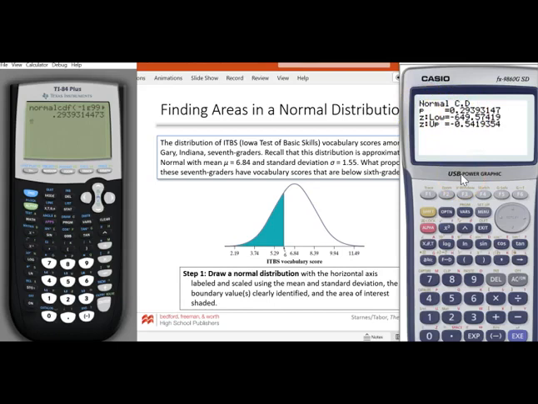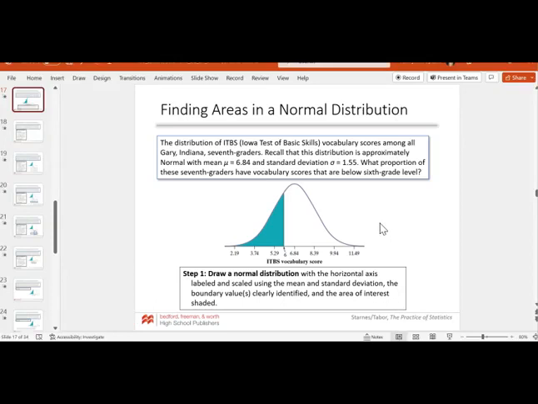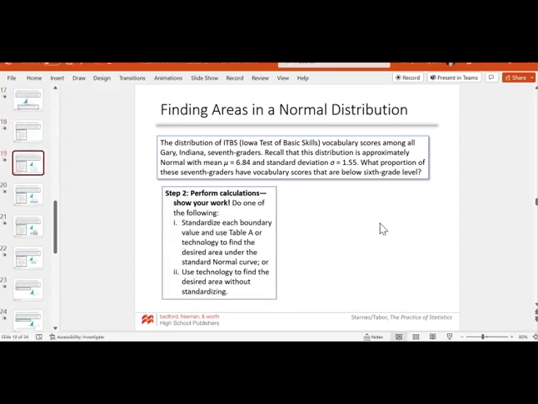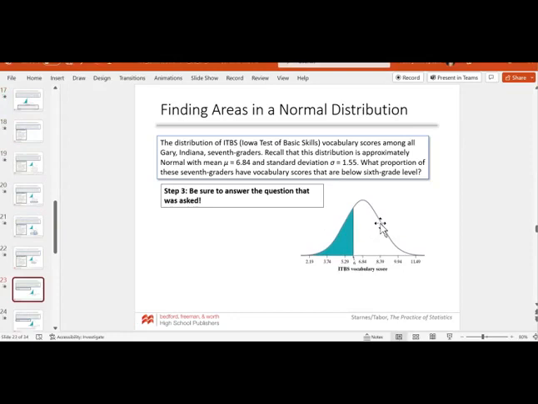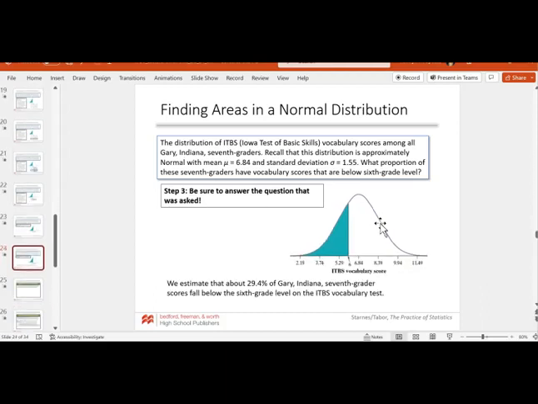That is the probability that one of these 7th graders scored below a 6th grade level at 0.2939. That is the probability. Okay, so if we go back to our question, we got our answer, and then the last thing we have to do is be sure that we answer the question that was asked. So what proportion of 7th graders have vocab scores that are below a 6th grade level? All right, we had 0.2939 or 29.4%.